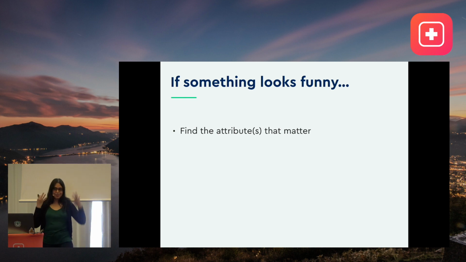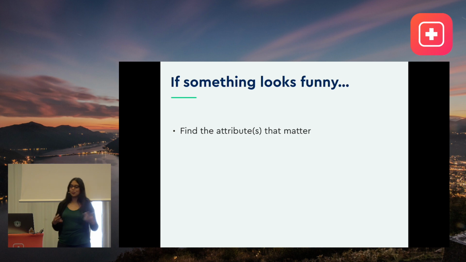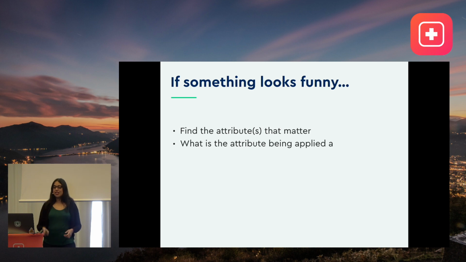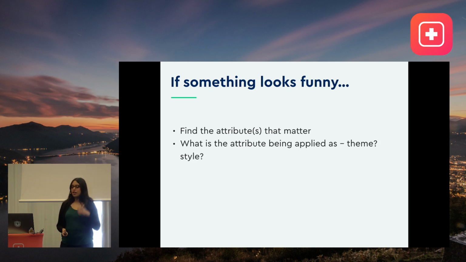We're not robots. We can't memorize all of the attributes and where they are and what they do. But hopefully, it shouldn't be that bad anymore. And then when you find these attributes, figure out if they're theme-level attributes, style-level attributes, text appearance, etc. Because it's great if you find the attributes that matter, but if you apply a theme-level attribute as a style, it's not going to work. So you have to be mindful of what kind of attributes they are.